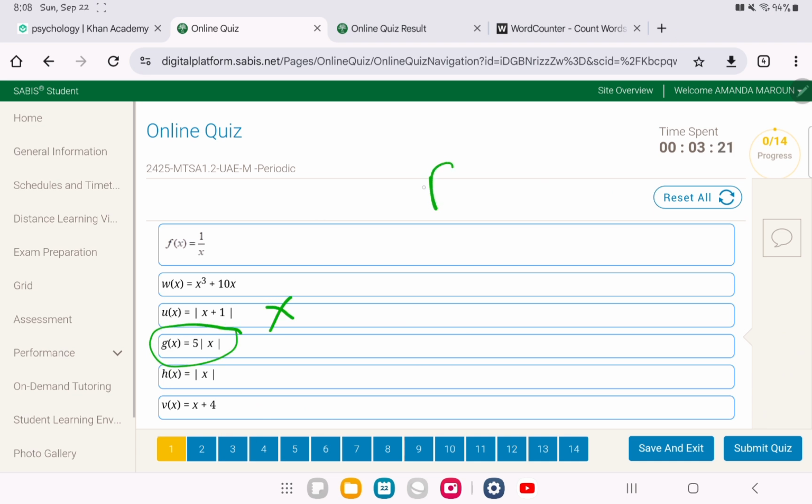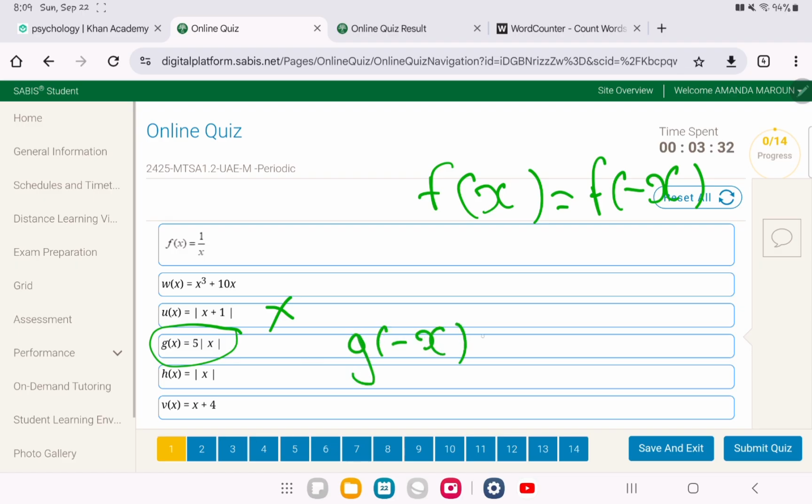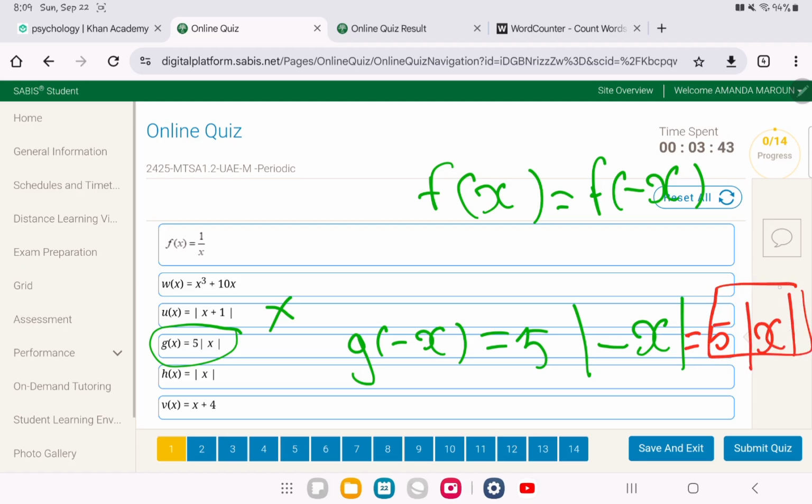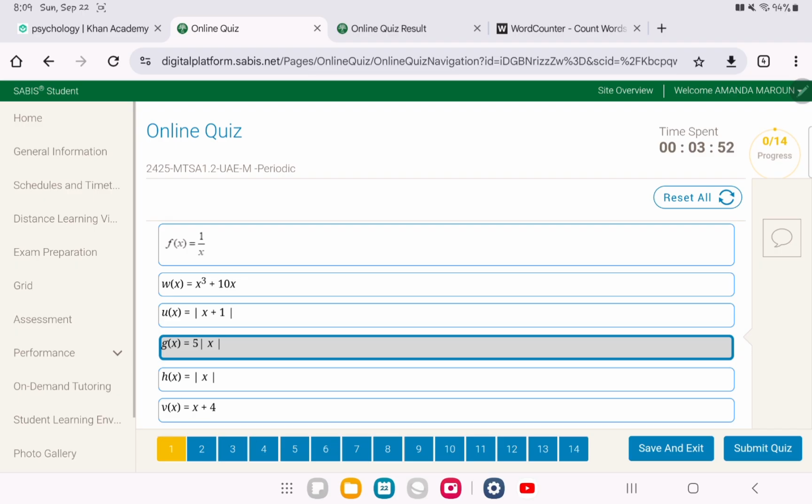Now, if we do f(x) equals f(-x) for this one, we have g(x) equals 5 times the absolute value of x, then we have g(-x) equals 5 times the absolute value of -x. So then if we solve it even more, we have 5 absolute value x, 5 absolute value x, and 5 absolute value x are equal. So then we say yes, this is an even function.